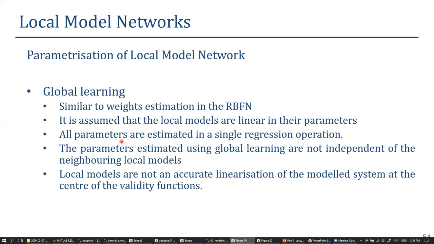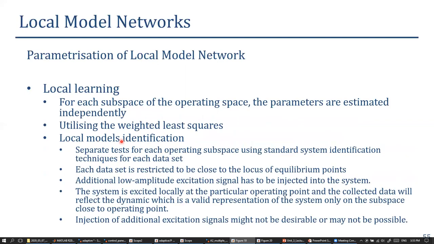They're still better than nothing, but they're not really the accurate linearization of the surface at the operating point. Which means, I'll come back to that later. And then when we have a local learning, that means we actually try to find the local model at that particular operating space.